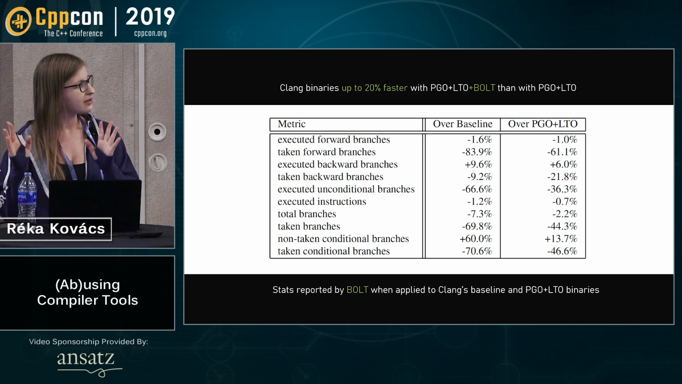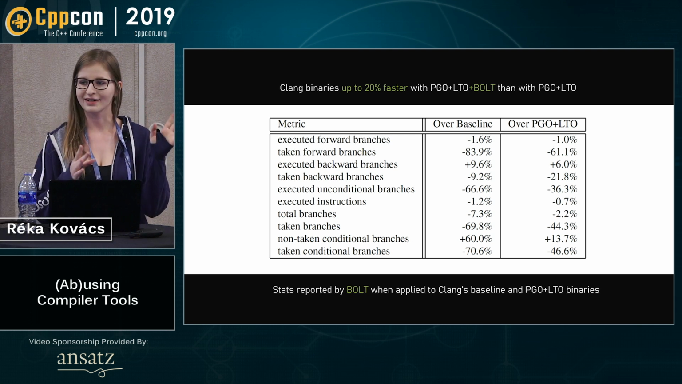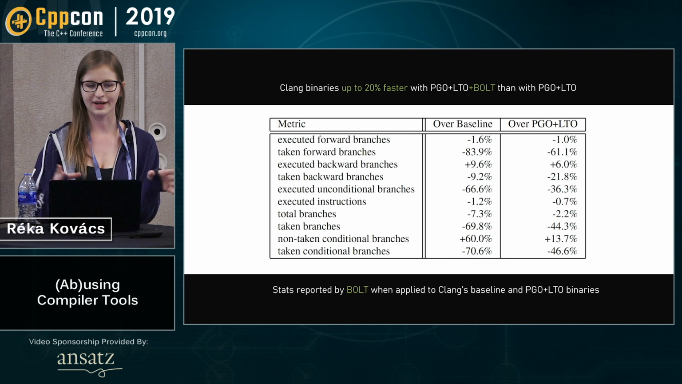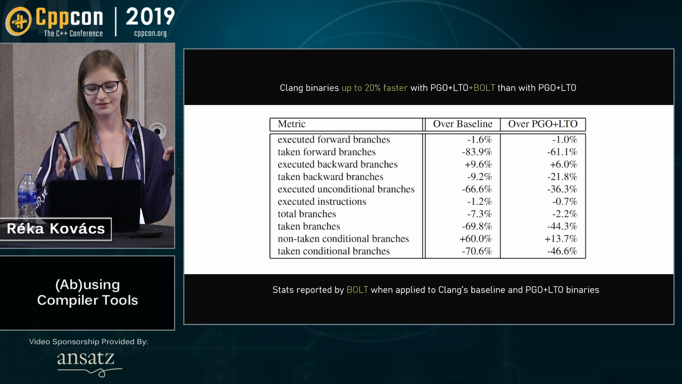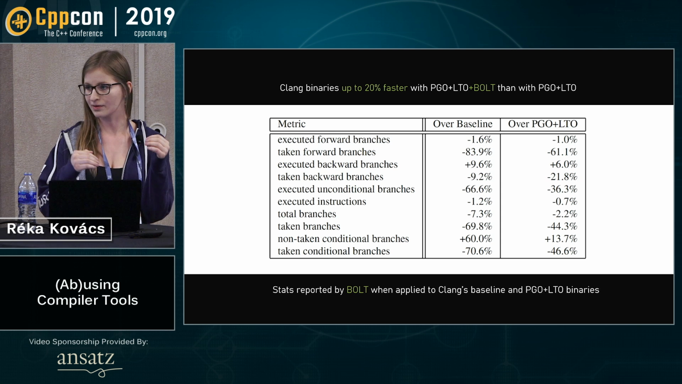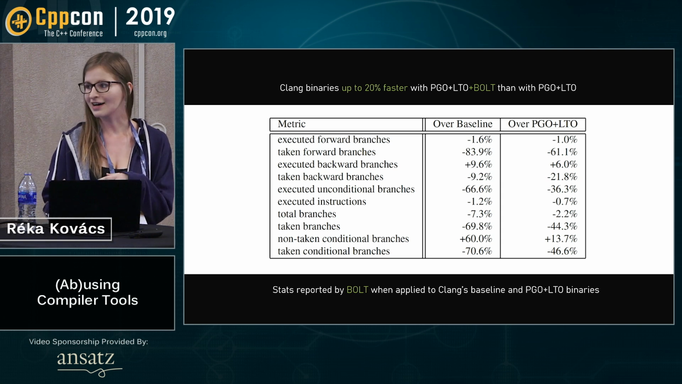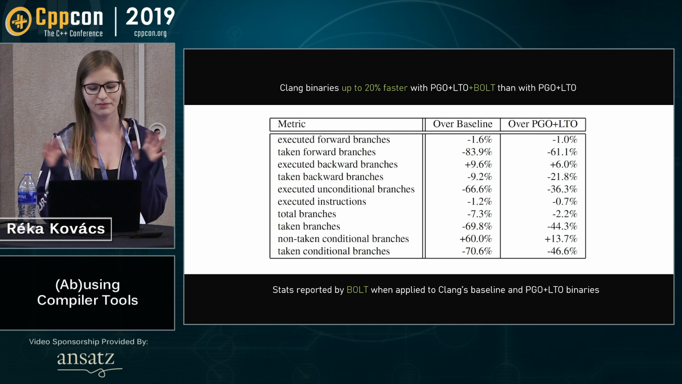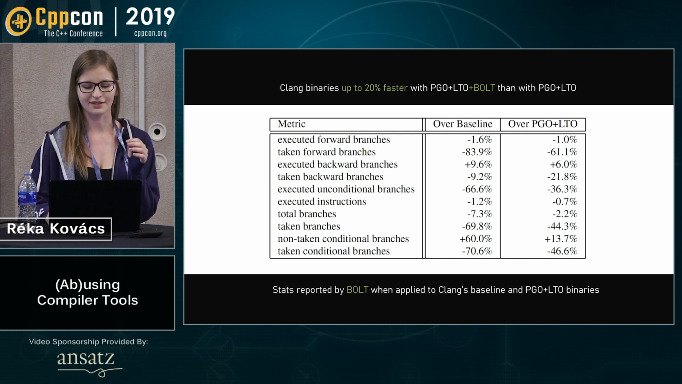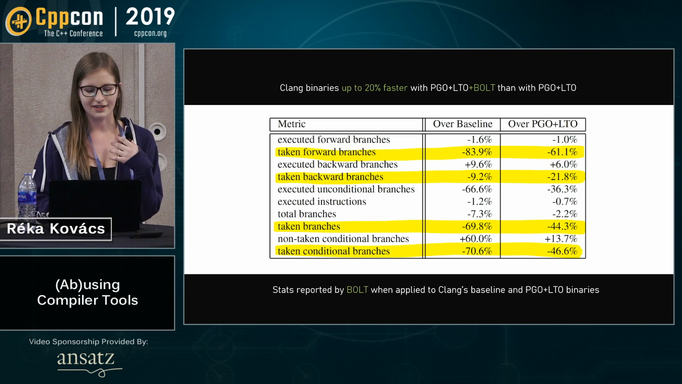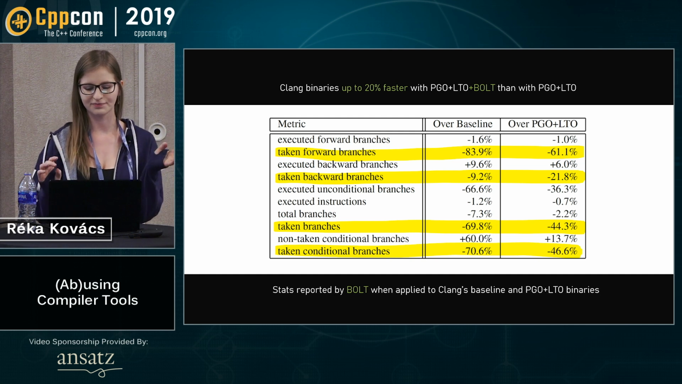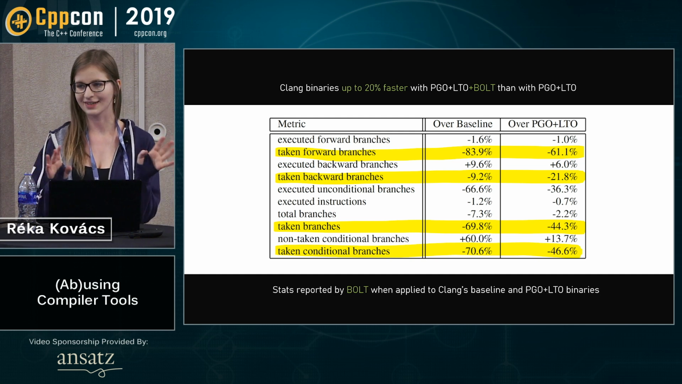So to go back a little to the Clang case that I mentioned earlier, I said that Bolt was able to make the Clang binary faster, even on top of the PGO-LTO build. And here I have a table of the reasons. This is mainly taken branches information of all kinds. And you can see that all of these statistics were reduced.